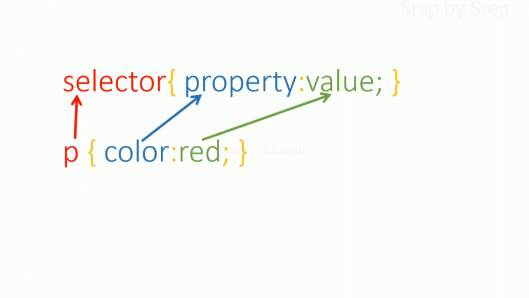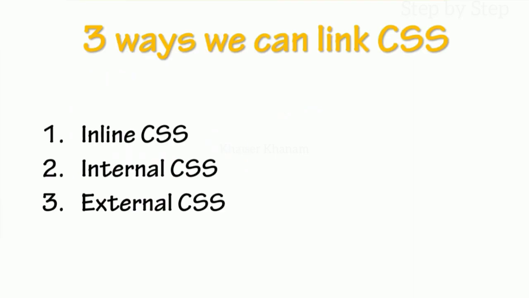Now here we have seen selector, property and value. We have seen what all this is, and we are going to understand everything in a better way. This is only the introduction of CSS, how we can get started with CSS. There are basically three ways we can link CSS inside HTML. First, we have inline CSS. Second, we have internal CSS, and third, we have external CSS.